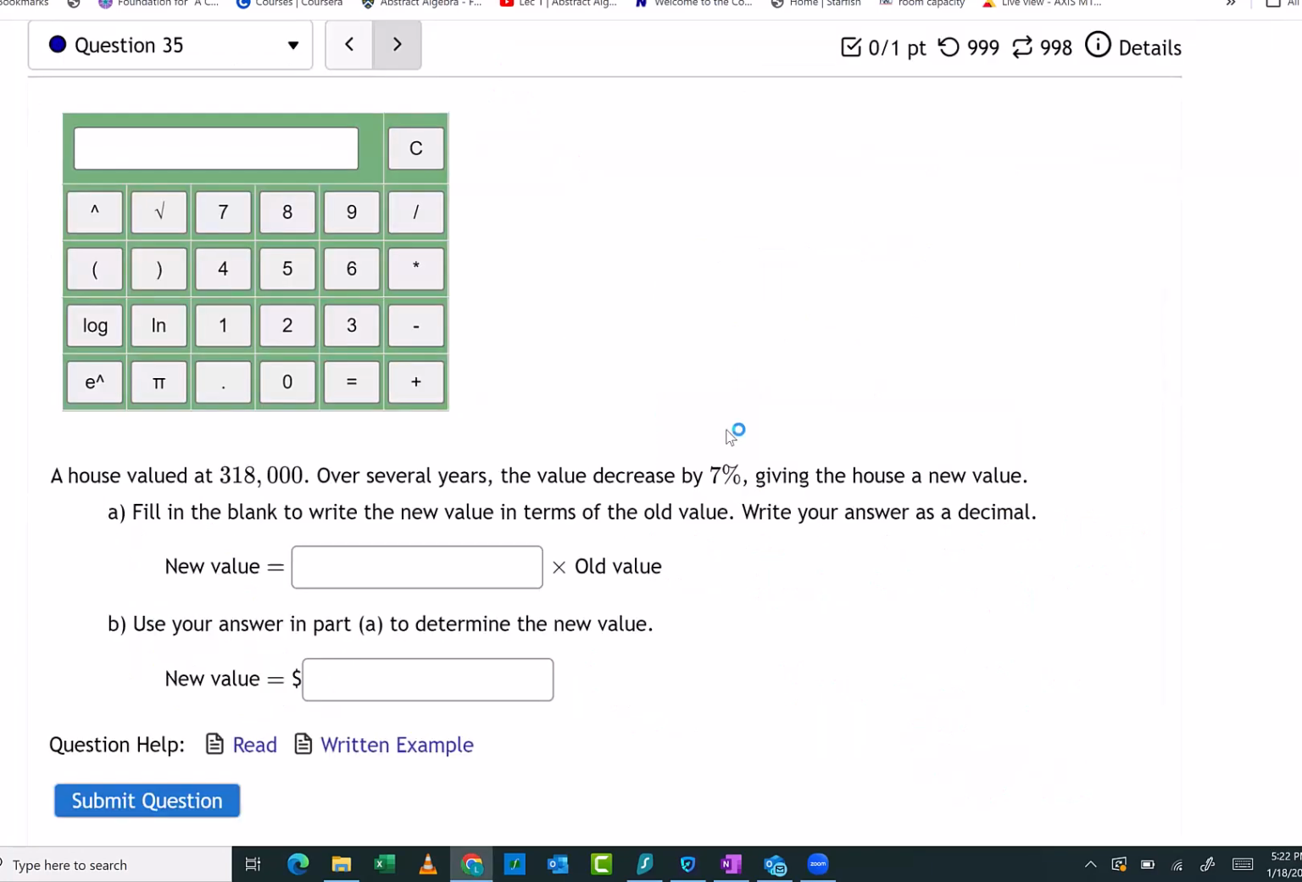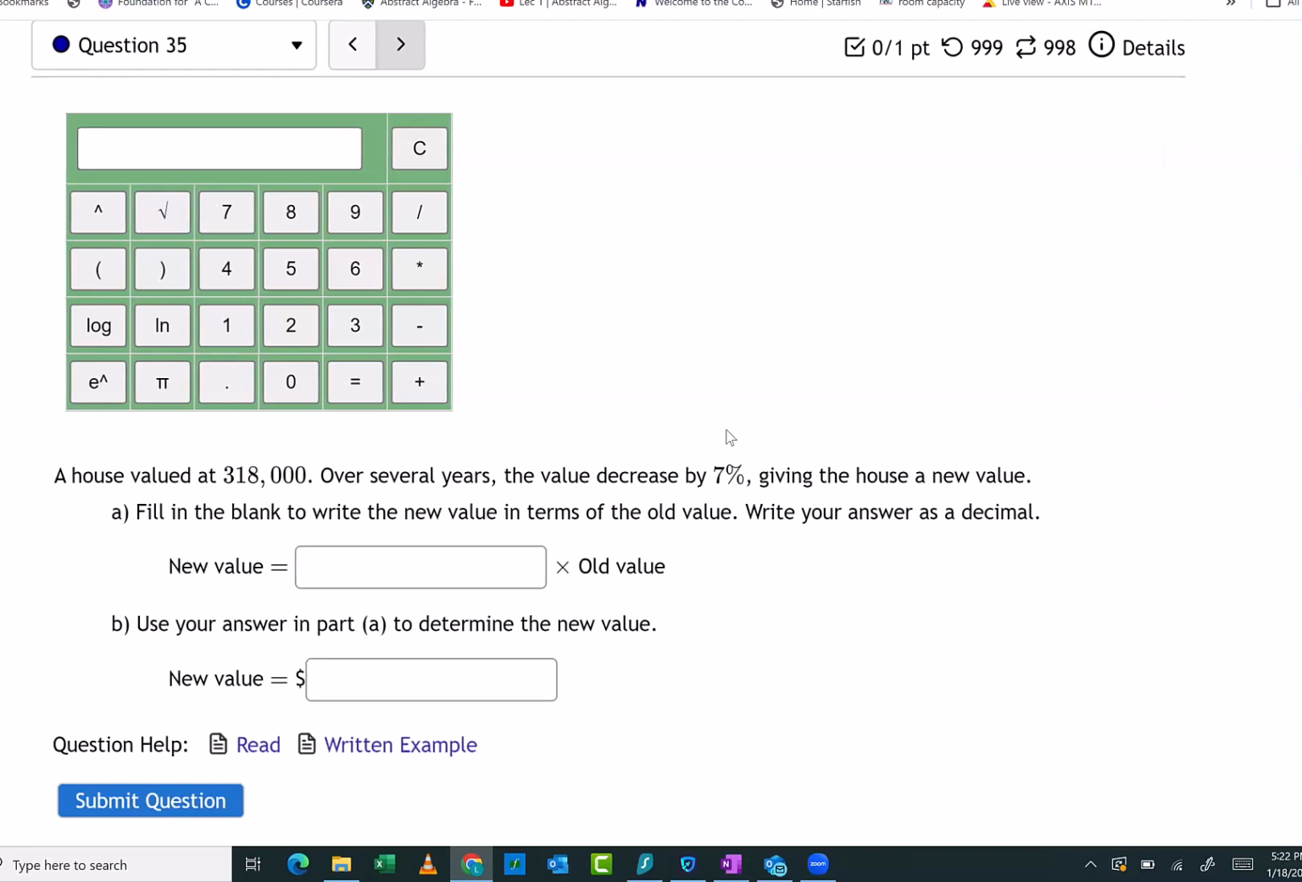A house valued at $318,000. Over several years, the value decreased by 7%, which means that the house has a new value. Fill in the blank to write the new value in terms of the old value. Well, if I have a value of a house, how do I find 7% of that house?